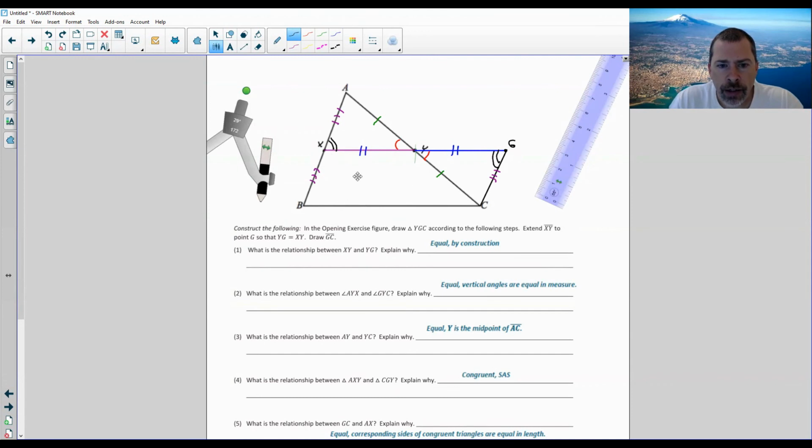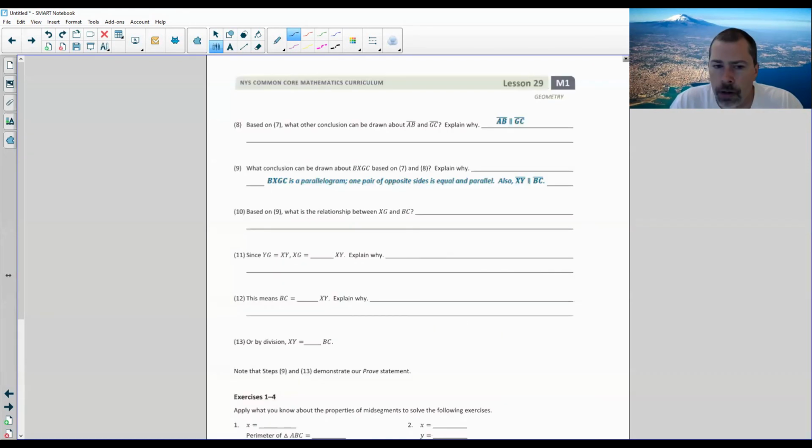BXGC, four letters. Okay. Based on what we know now, we have these two sides are parallel because of alternate interior angles of a transversal, and they're congruent. So if they are parallel and congruent, that forces XG to be equal in length to BC and to be parallel. So therefore, it is a parallelogram. Okay, so BXGC is a parallelogram. One pair of opposite sides is equal and parallel. That forces XY to be parallel to BC and equal in length, actually.